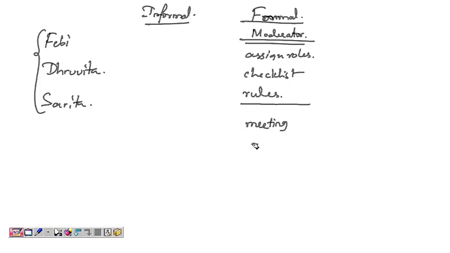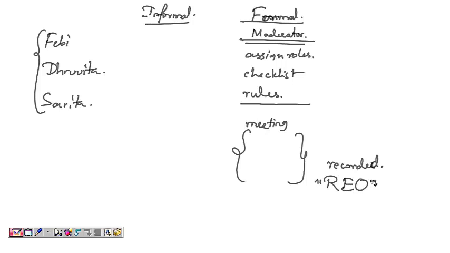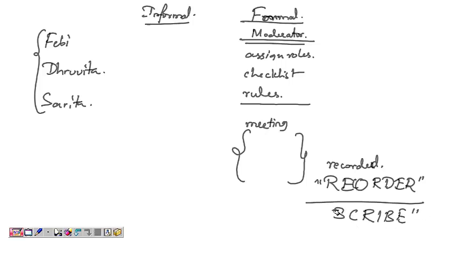In the review meeting, the discussions will be done. What are the issues identified? What could be the possible solutions for it? All the discussions will be done during the meeting. And the discussions that are done in the meeting are recorded by a person called a recorder, or this person is also called a scribe. Both are the same thing.